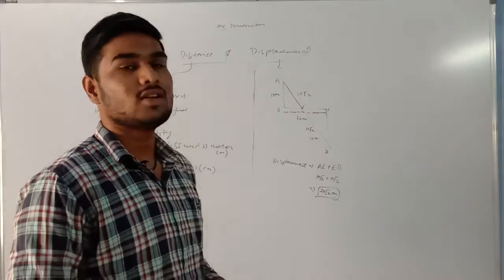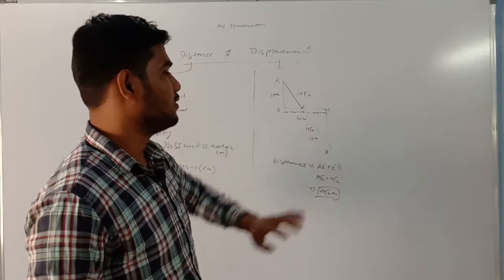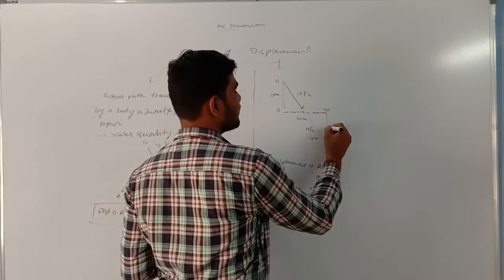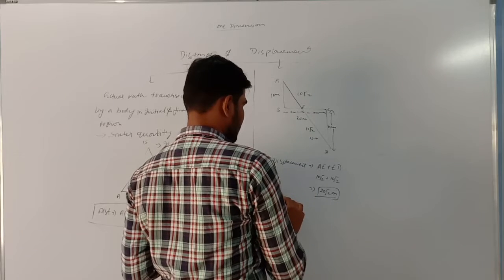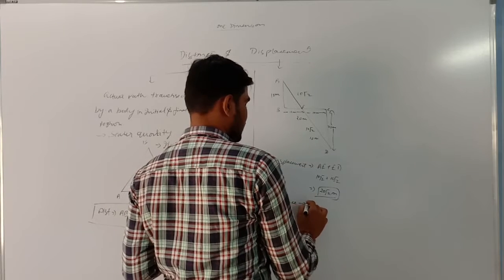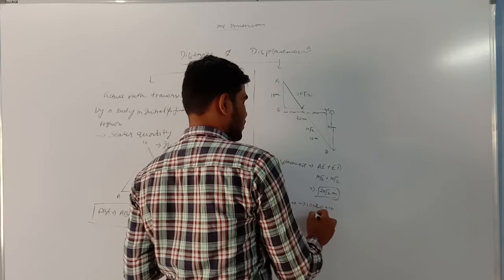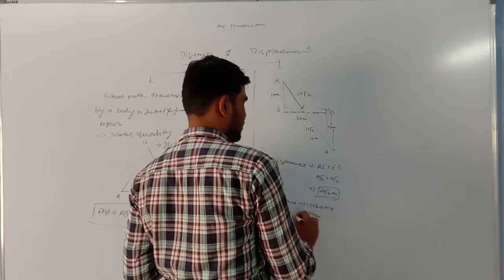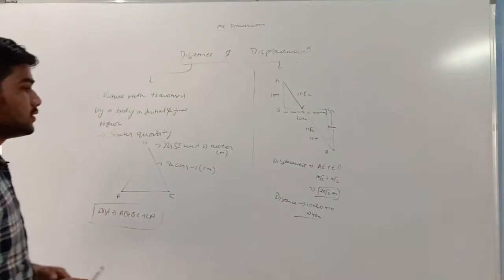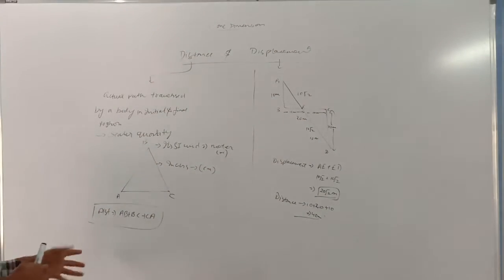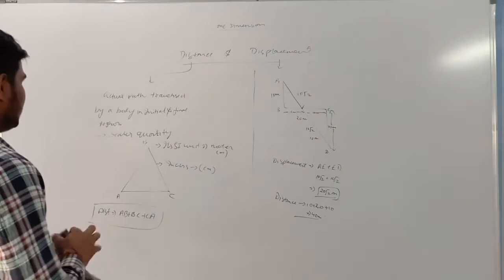And if a question asks what is the distance, then distance is 10 plus 20 plus 10. So what is that? Distance will be 10 plus 20 plus 10. Okay, so it will be 40 meter. This will be the distance. Okay, just screenshot it, or you can note it down. I am erasing it.